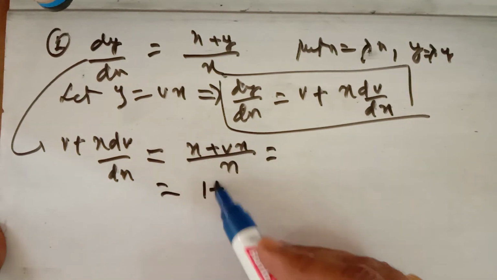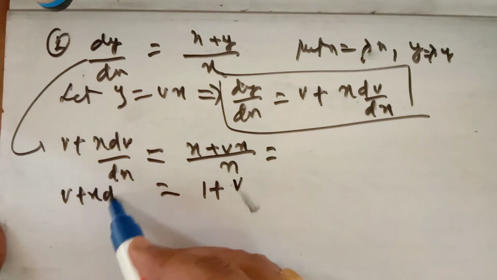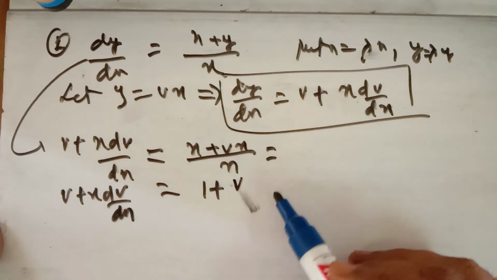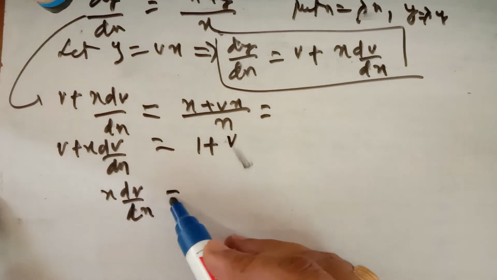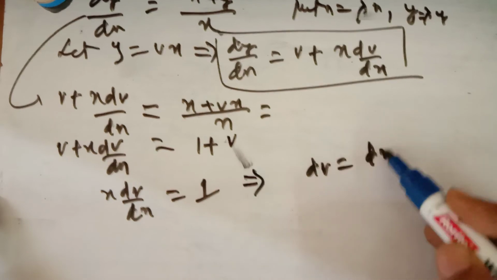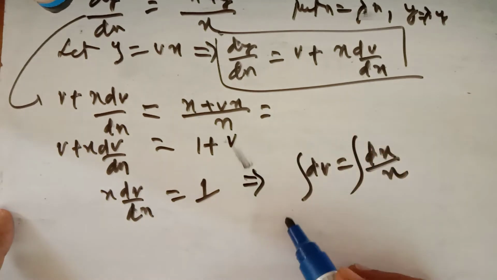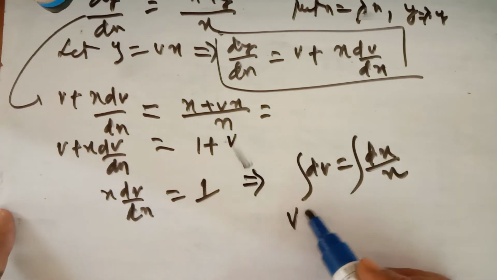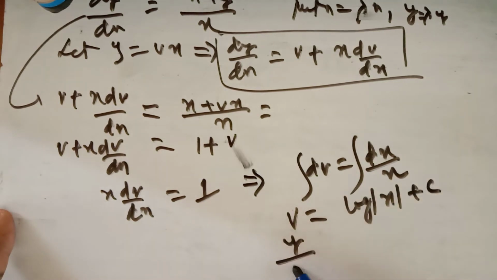So I already told you, in the right hand side you will get only the terms containing v when you put the value of y is equal to vx. Now you take v to the right hand side, v cancels out, and you get a separable variable equation. Now taking integration on both sides, the integration of 1 with respect to v will be v, and the integration of 1 upon x is log mod x plus c. We had let y upon x as v, so put back v as y upon x.